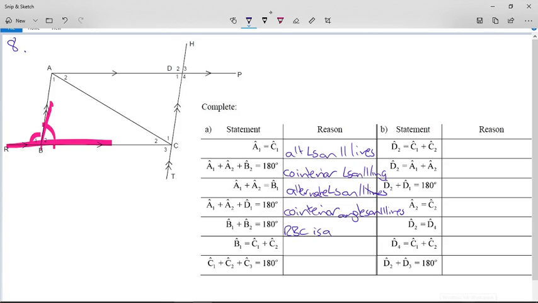RBC is a straight line. Or you can say angles on a straight line are supplementary. What's next now? B1 equals C1 plus C2. So C1 plus C2 is this entire angle in here, and B1 is this angle over here.